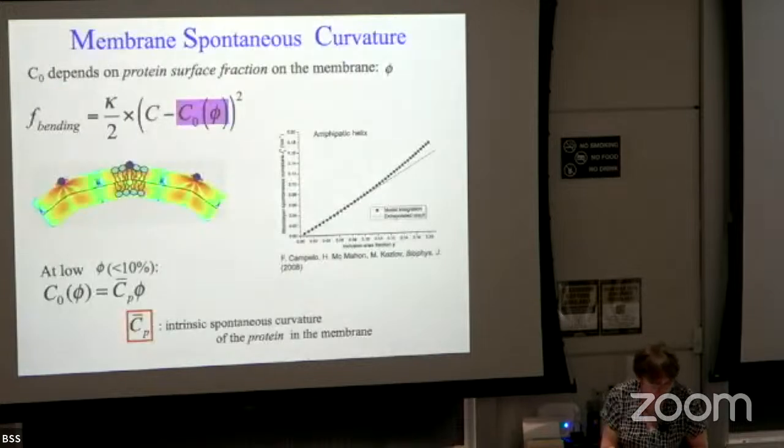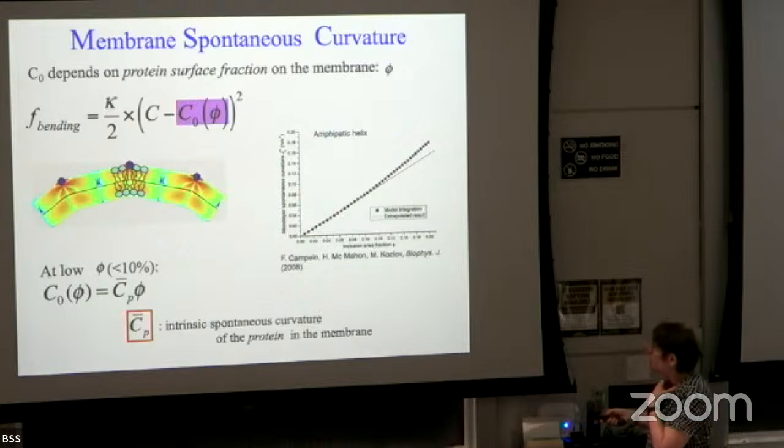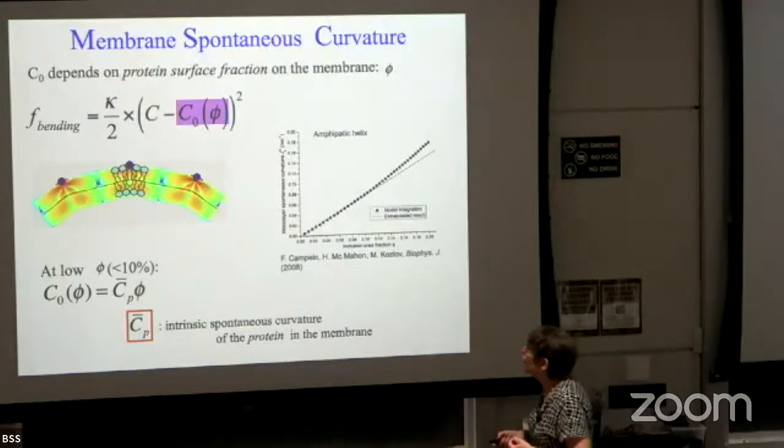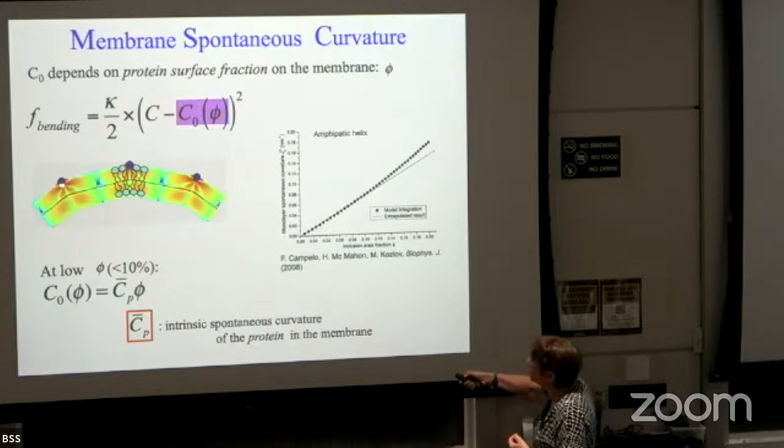There's a calculation, a simulation, which was done by Felix Campello when he was working with Misha Kosloff, and he calculated how the spontaneous curvature depends on the surface fraction of inclusions that he had on the membrane. And you can see that there is a linear relationship between the spontaneous curvature C0 as a function of this quantity phi, the surface fraction, up to typically 10%. So it means that the more you have, the more you bend the membrane. And the color shows the stress in the bilayer which is created by this insertion.